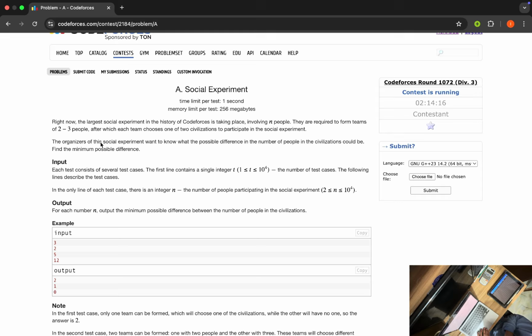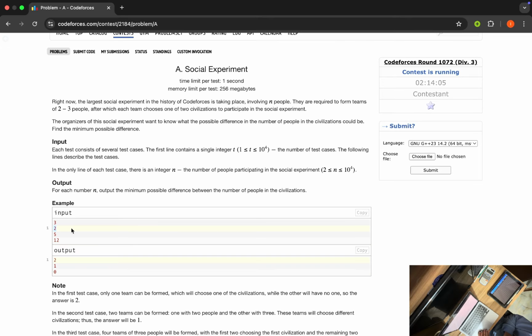Okay, teams of 2-3, after which each team chooses 1 or 2 citizens to participate in the social experiment. Okay, if I am given n, 2, 3 and 1, the organizer of the social experiment wants to know what the possible difference in the number of people in the cities could be. Find the minimum possible difference.